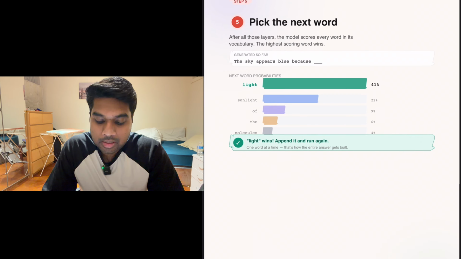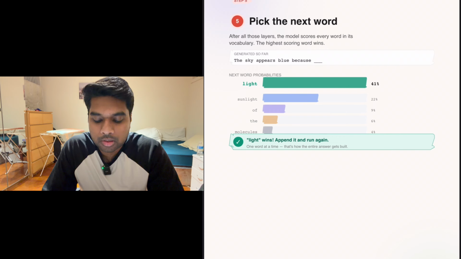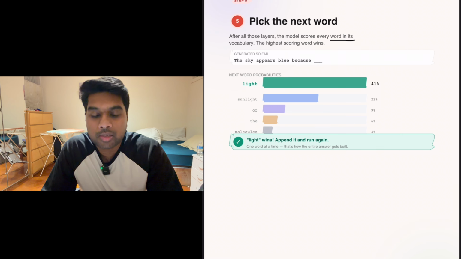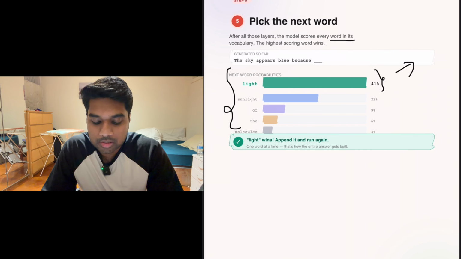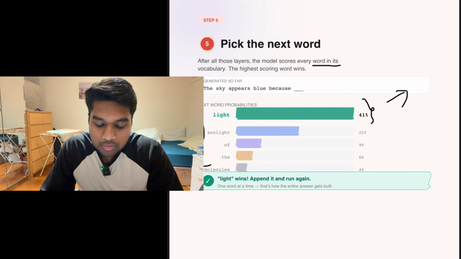As we have seen, after all those layers, the model scores every word in its vocabulary, and the highest scoring word wins. So ChatGPT and the AI applications are not deterministic, they are probabilistic. The output is not the same every time because the outputs that each of these LLMs throw out are probabilistic in nature. For the same question, why the sky appears to be blue, it will essentially get all the probable next words, and the highest probable word will be given out as the answer. In this case, it is because of light. So 1 word at a time, and this entire loop repeats for the length of the answer.